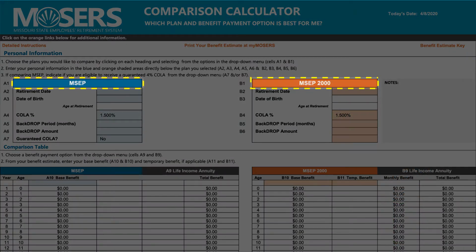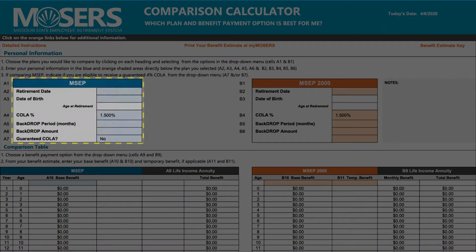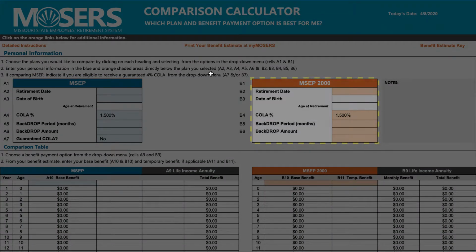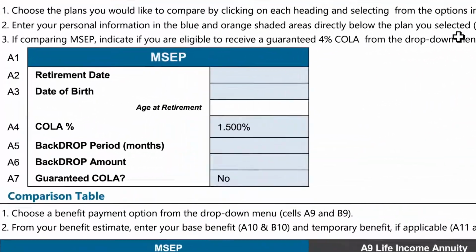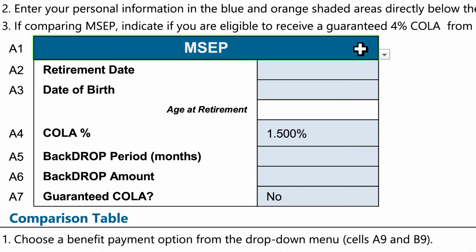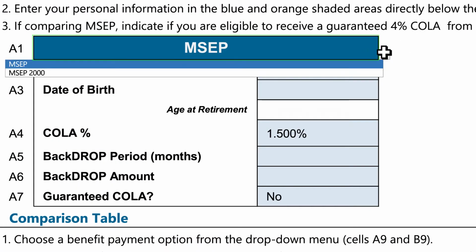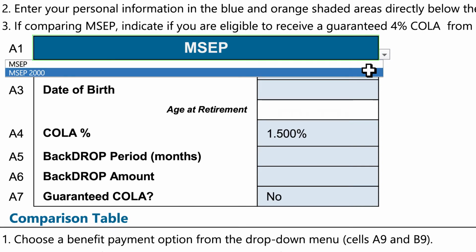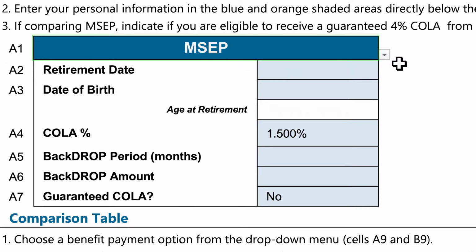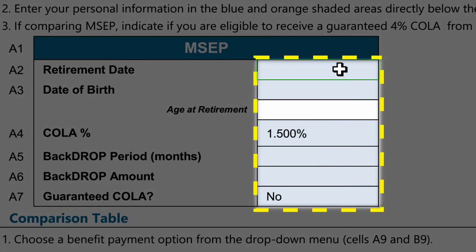The blue and orange drop-down menus are for choosing which retirement plan to compare, the MSEP or the MSEP 2000. In this case, Penny will compare MSEP and MSEP 2000. These boxes can be changed depending on the plan. The boxes underneath are the fields where Penny must enter her individual information.